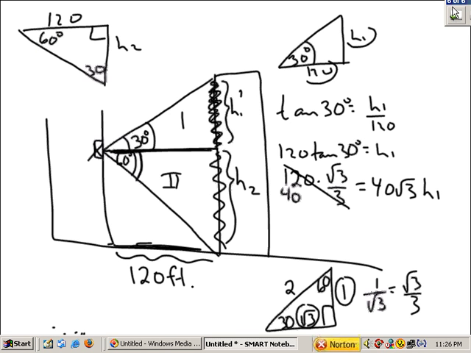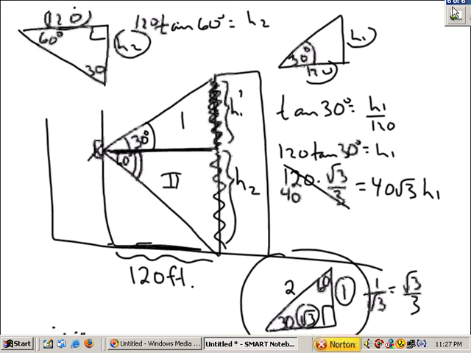Okay, it turns out that we can use tangent again. The tangent of 60 degrees is equal to the opposite divided by the adjacent. But instead of dividing by the adjacent, I can put it on the other side. That is 120 times the tangent of 60 degrees. But the tangent of 60 degrees we can get from here. Tangent is opposite over adjacent. It's square root of 3. So we have 120 times the square root of 3 is H2.